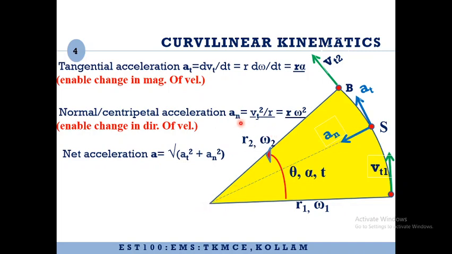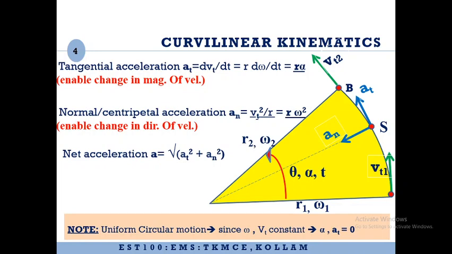And the magnitude of centripetal acceleration is vt square by r. If you substitute vt equals r omega, you will get it as r omega square. So you have to remember this equation. The net acceleration at any point of motion is equal to the square root of, or the resultant of, tangential acceleration and normal or centripetal acceleration.